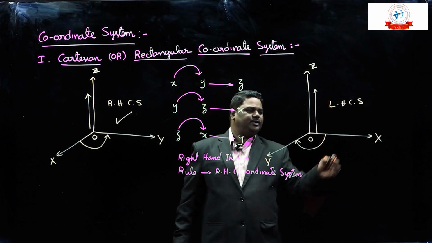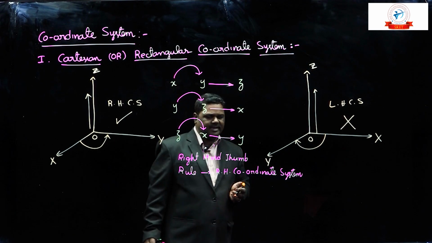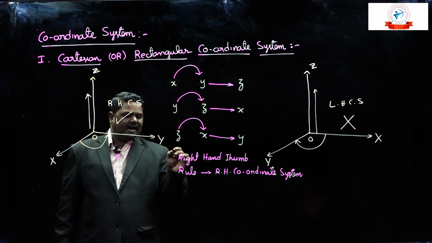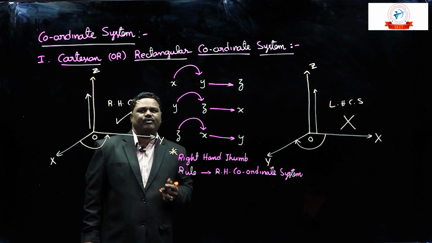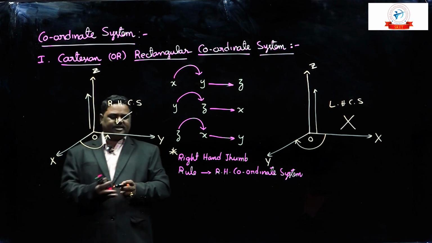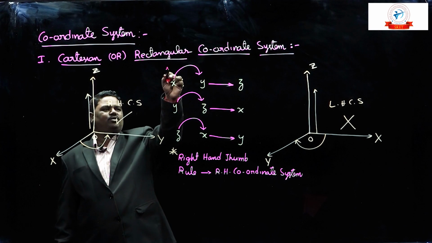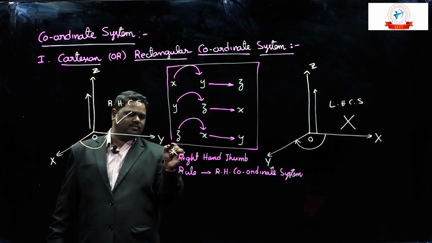So it is an invalid coordinate system, or we are not supposed to use a left handed coordinate system. Everybody should use only a right handed coordinate system. So whenever you draw the coordinate axis, it should be a right handed coordinate system. So any one of these rules must be satisfied with the help of right hand thumb rule.